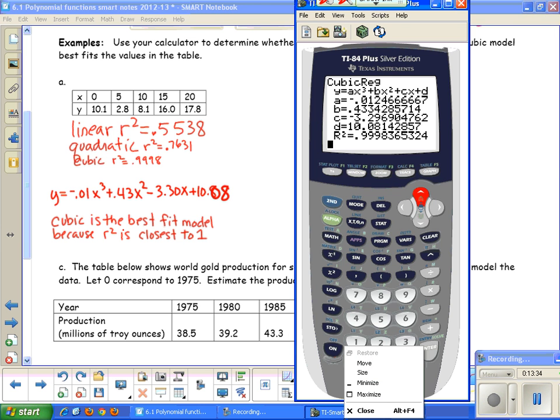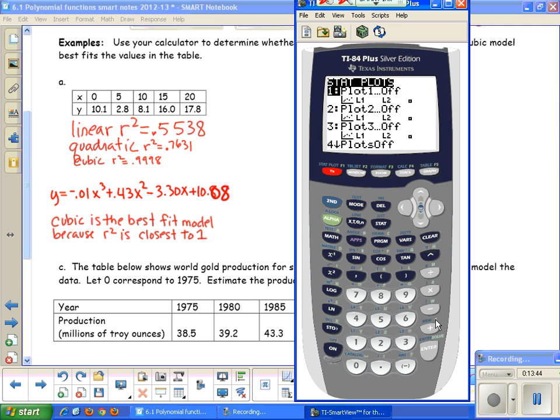If I look at my calculator, remember I can graph these all together if I wanted to. If I turn my stat plot on, second y equals, and go to the first stat plot and turn it on. Remember, you can hit zoom 9, which says zoom stat, and it gives you a nice stat plot. Here's my data. And if I wanted to, I could enter my linear, quadratic, and cubic equations. So I'm going to do that real quick.